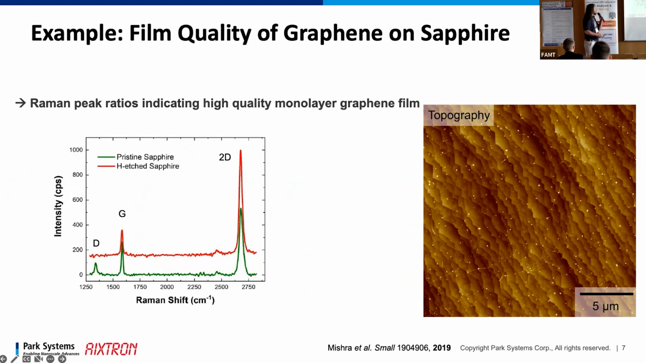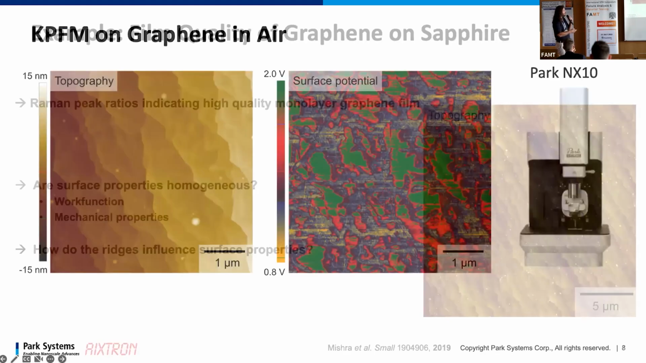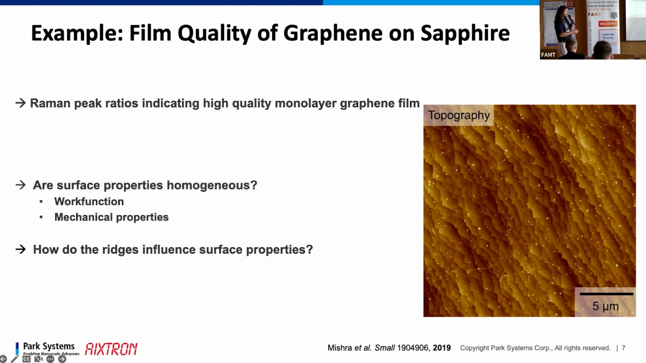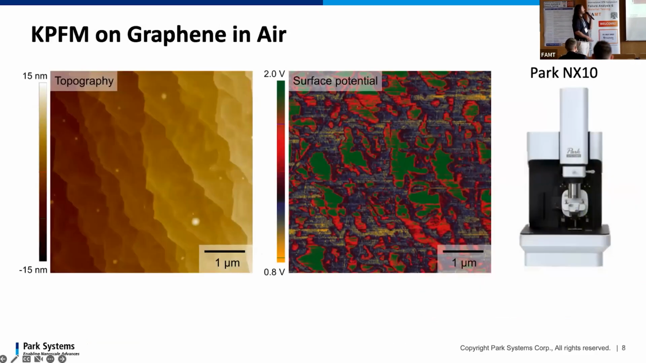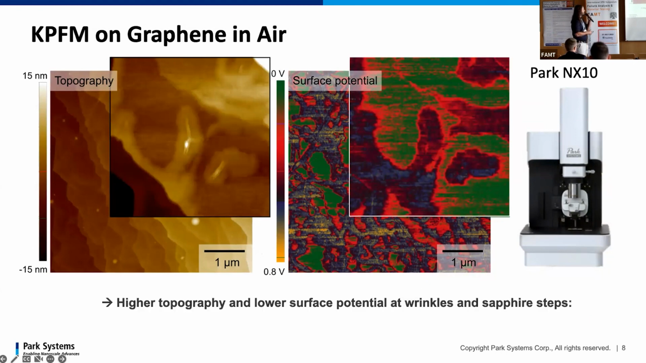However, they, and we of course, were wondering how homogeneous the surface properties really were, especially how homogeneous the work function and mechanical properties were, especially at these wrinkles and ridges, because they are expected to influence the properties. So in order to study this, we measured KPFM on graphene in air and mapped both the topography and the surface potential. Then we zoomed in on specific regions of interest that show these wrinkles and elevated features. And here we found that higher topography usually coincides with a lower surface potential at these wrinkles or sapphire steps.